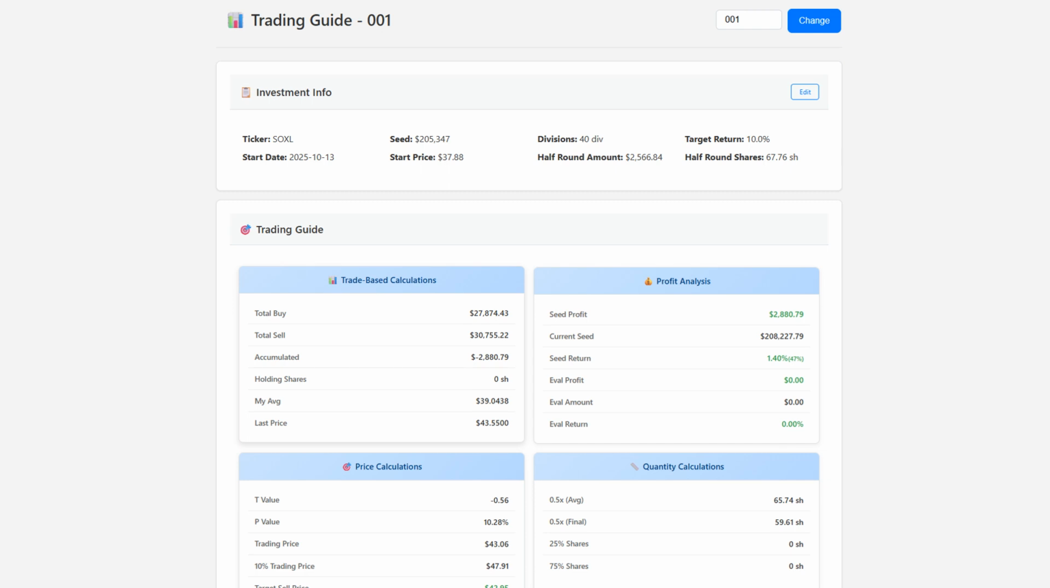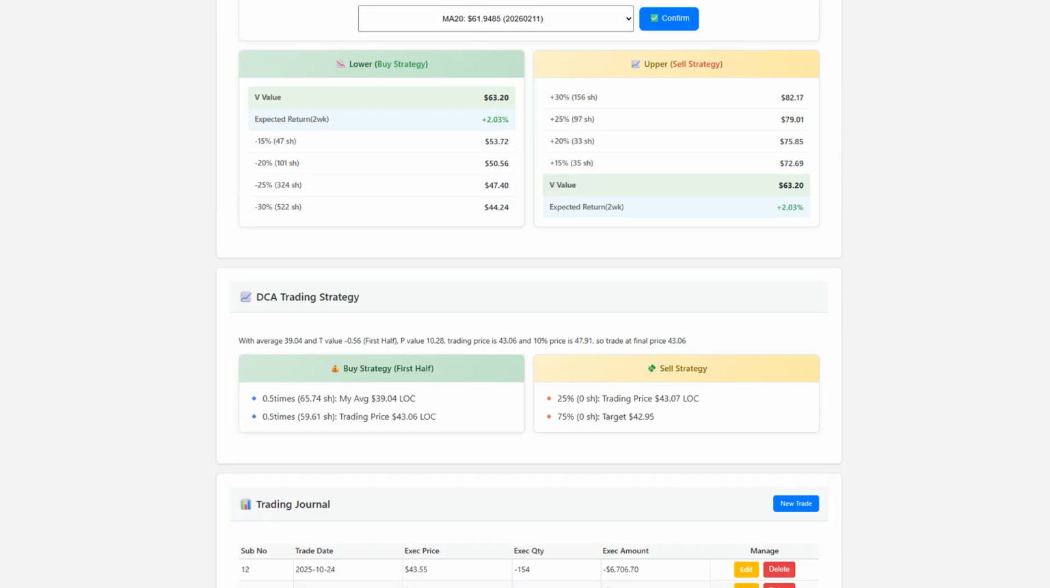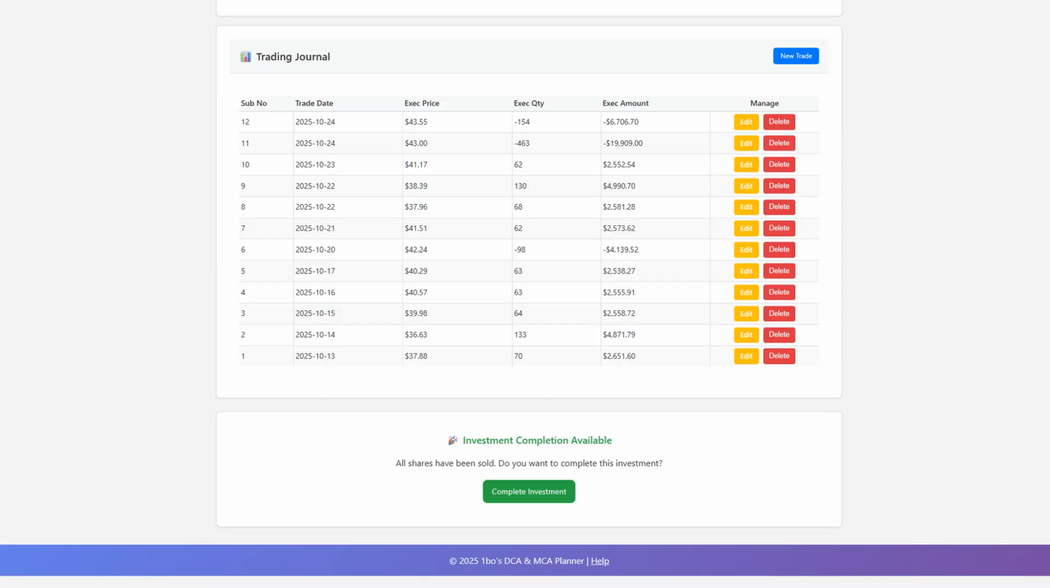With all shares sold, the Trading Journal shows our complete 12-trade history. The DCA strategy guided us through the entire cycle, from first buy to final sell, adjusting the plan after every single trade. The planner detects that all shares have been sold and shows an investment completion available card. Click Complete Investment to finalize.